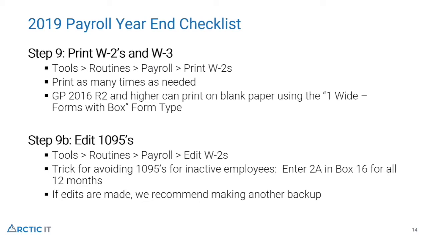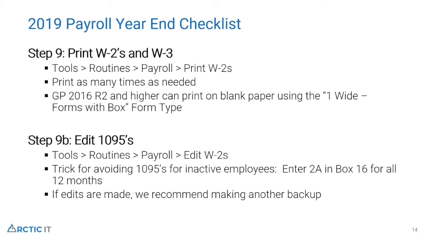Again, the most common form is the 4-up form, the single feed 4-up form, and that's on preprinted forms. But if you have TP 2016 R2 or higher, you can print on blank paper using the one wide form box type. So if you want to, you can print on blank paper as well.